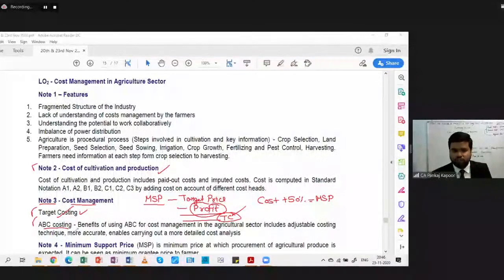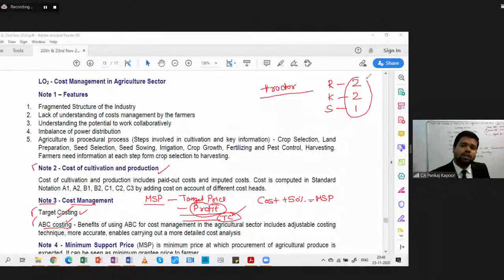Further, ABC costing. Obviously, in order to compute the actual cost in an accurate manner, we must apply ABC costing. For example, a farmer has a tractor which he uses during the entire year. During the Rabi season, he puts 2 crops in his farm. During the Kharif season, he puts 2 crops in his farm. During the summer, he puts a small crop of groundnut, etc. in his farm. So he uses the same tractor for 5 crops.